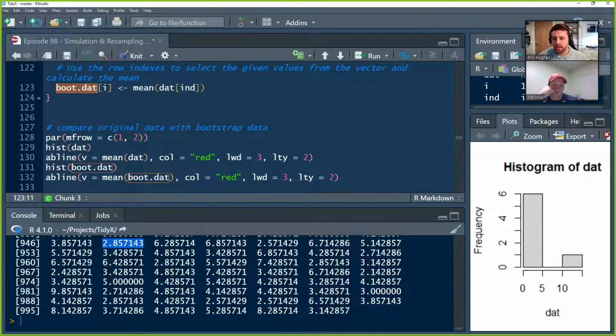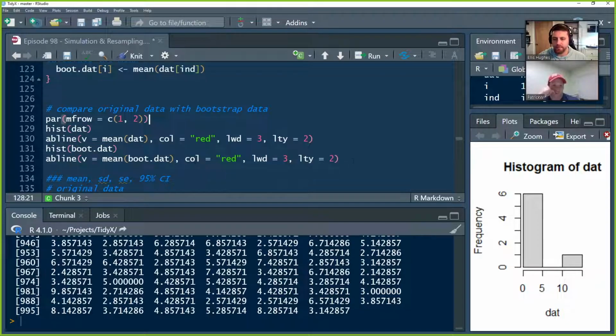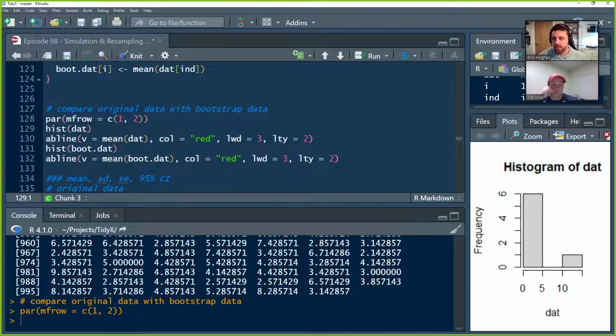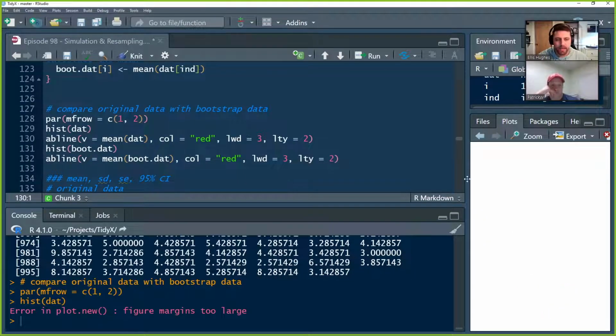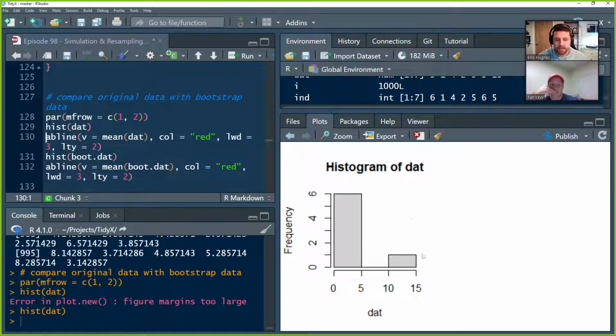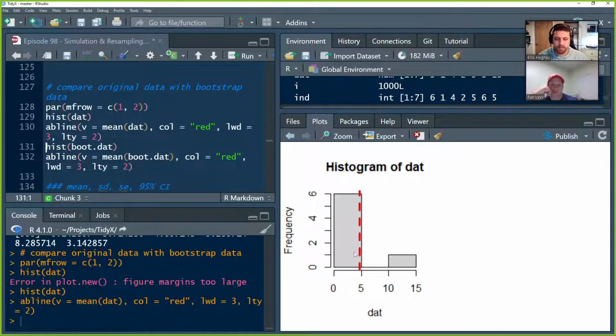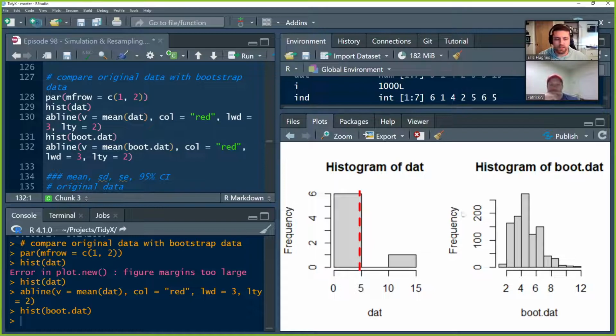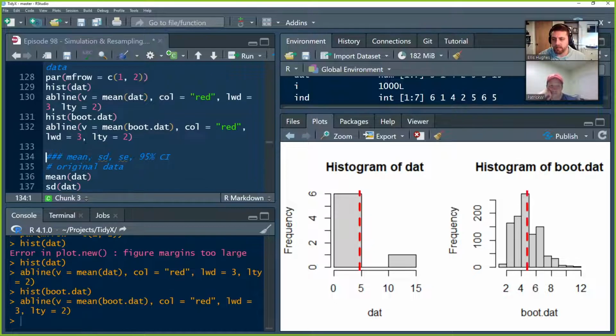So now we can take a quick look at this data set, the original one. So we're going to do par so we can get the two plots next to each other that you've seen. Do a quick hist of dat. Let me spread that out so that we can actually see it. So this is the original guy. This is the mean that we calculated of the original data set. Now let's do the hist of this new boot data set. As you can see, it's now handled that outlier a little bit better.